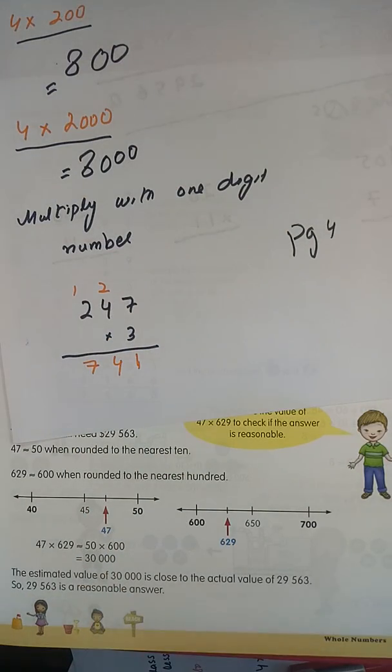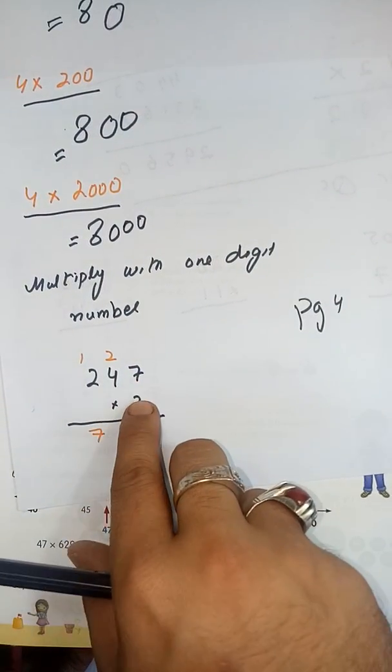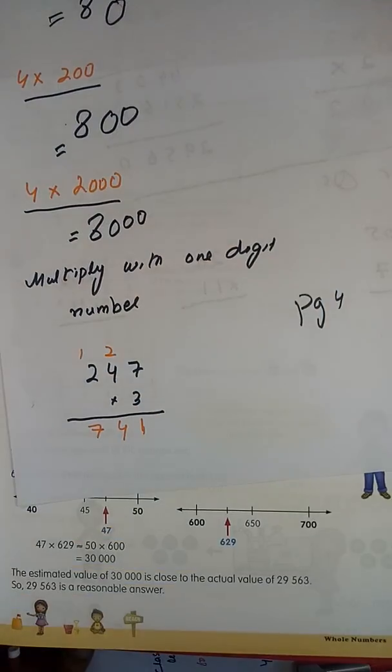Let's understand another concept, that is multiplying with a one-digit number. You can see that we are multiplying 247 with a one-digit number, that is 3. You have read that in class 4. It's a very easy way, so I'm gonna do it a bit fast. I believe you can understand it very easily.